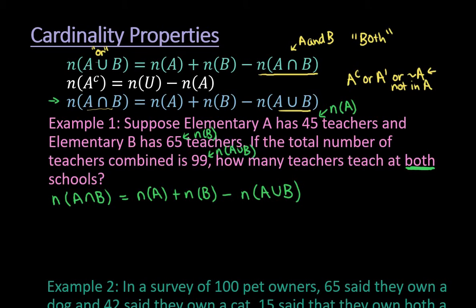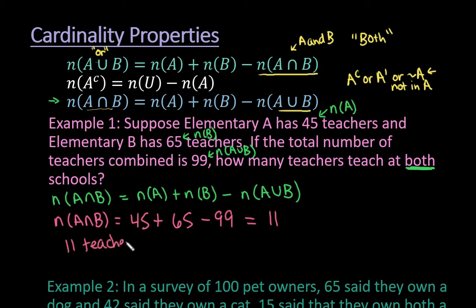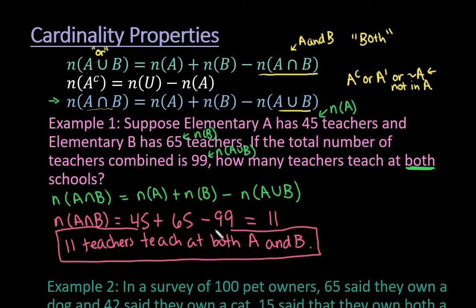So now we just take and plug those values into our equation. And we would say that the number in A and B is equal to 45 plus 65 minus 99. And so if we do this mathematically, 45 plus 65 would give me 110, and we subtract out 99, we would end up with 11. So we can say that 11 teachers teach at both elementary A and elementary B. Okay, so that would be our answer to this first problem.